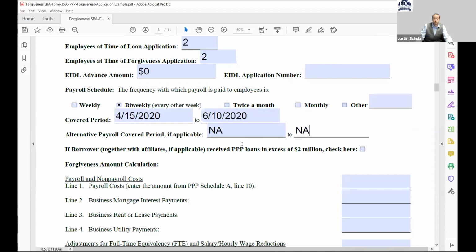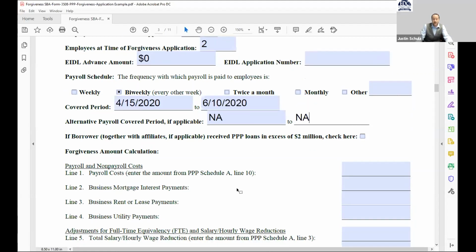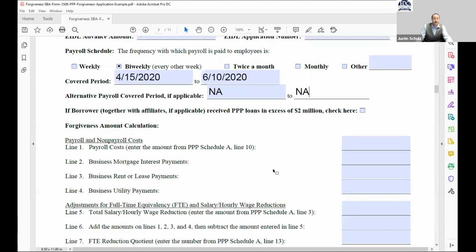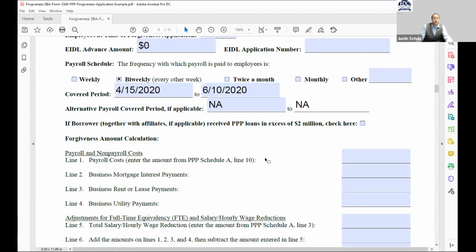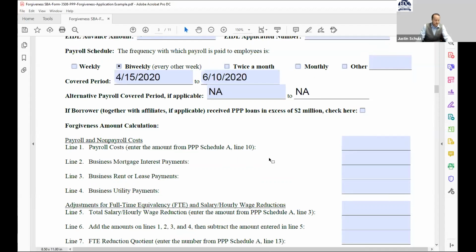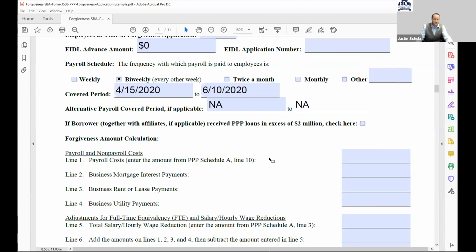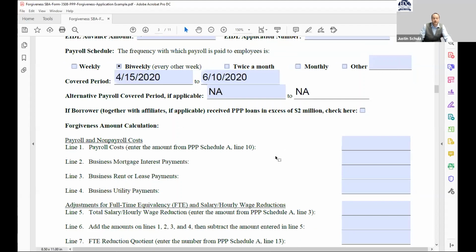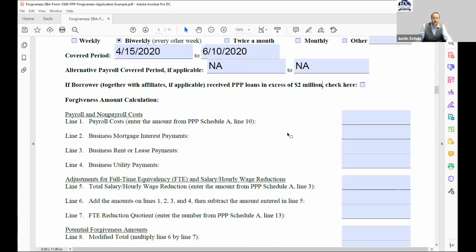This is not over $2 million, so they will not check here. The reason this box is here is that anybody who received over $2 million, they will look at the application and will audit the section on the necessity of the loan. They determine that anybody who was eligible for more than $2 million may have had other resources available to them, and they're going to check that.